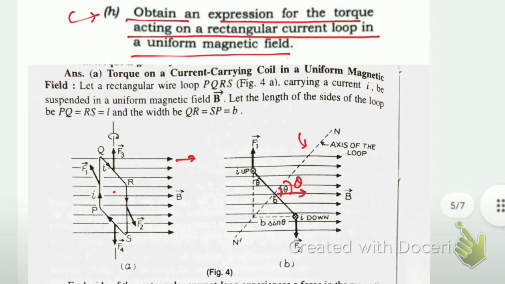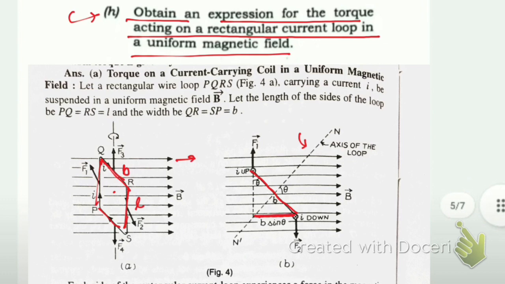Now if you take this length as B, right? You take this length as B, then this is B sine theta. This is B sine theta. Okay, now let me tell you, the length of these two arms is L and these two sides are B. Okay, so this is B, right?